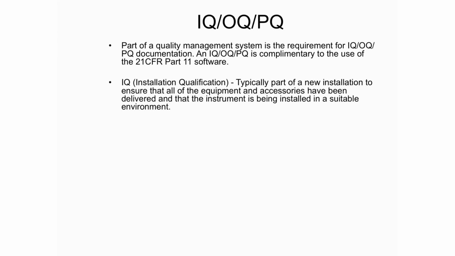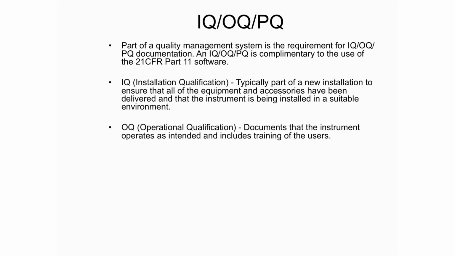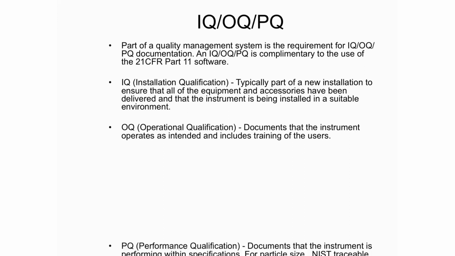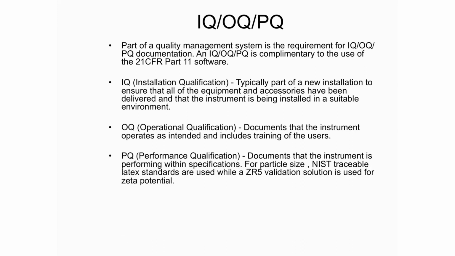IQ, installation qualification, is typically part of a new installation to ensure that all the equipment and accessories have been delivered and that the instrument is being installed in a suitable environment. Operational qualification documents that the instrument operates as intended and includes training of the users. PQ, or performance qualification, documents that the instrument is performing within specifications. For particle size, NIST traceable latex standards are used, while a ZR5 validation solution is used for zeta potential.